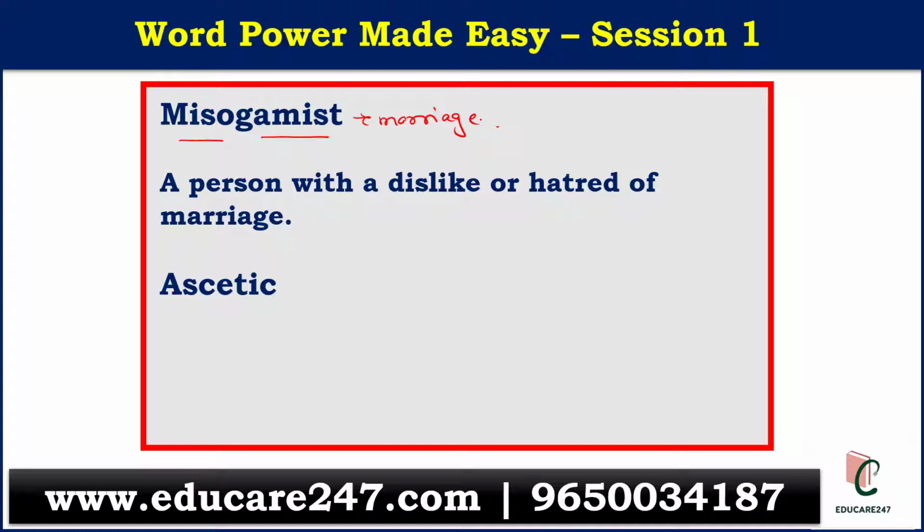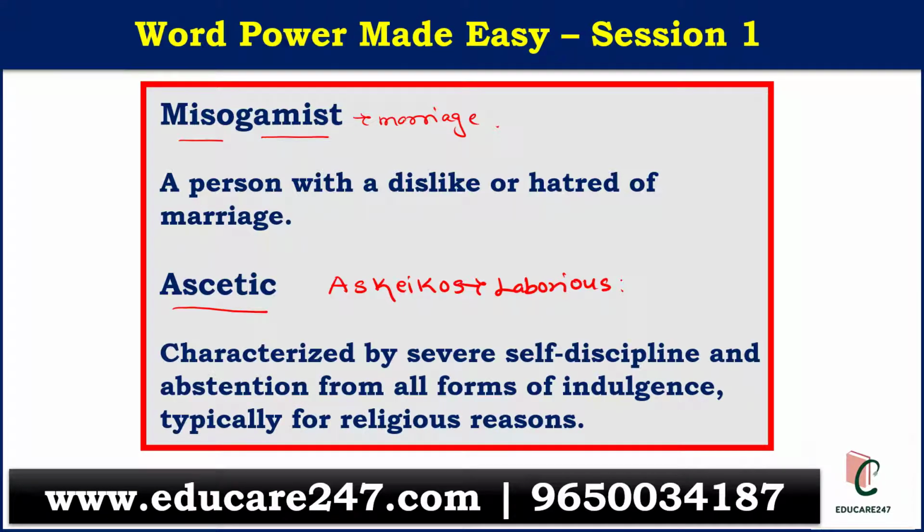Next word we have is ascetic. Ascetic is derived from the word asketos, askikos, which means laborious. The meaning of this word is characterized by severe self-discipline and abstention from all forms of indulgence, typically for religious reasons. So basically he is a person with complete self-discipline. He is laborious and self-disciplined.